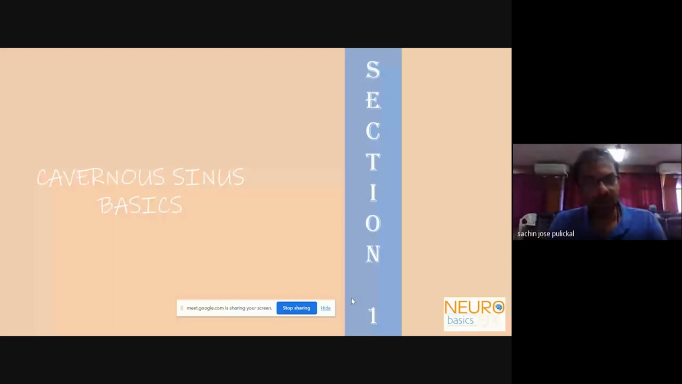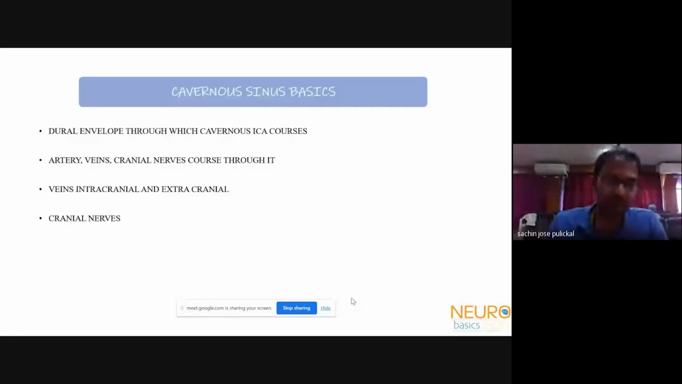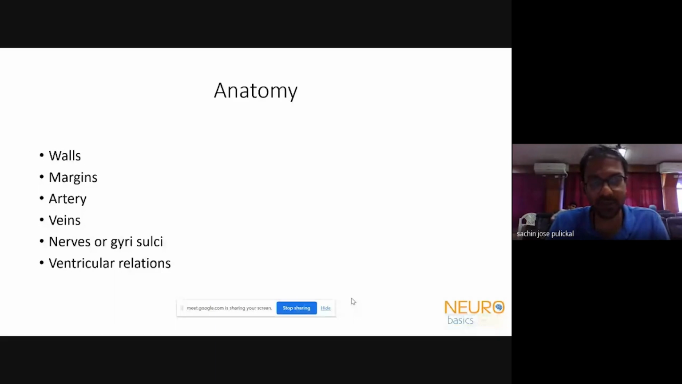Here we'll talk about what we already know about the cavernous sinus, what we gained during our MBBS, and we'll go into the detailed neuroanatomy in due course. The cavernous sinus is defined as a dural envelope through which the cavernous ICA courses. It has many important arteries, veins, and cranial nerves coursing through it. Its importance to the neurosurgeon is that the most important artery of the brain, the internal carotid artery, courses through it, along with many important cranial nerves. So it becomes a very important area as far as the neurosurgeon is concerned.